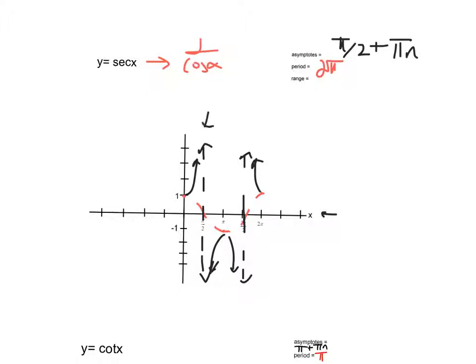You literally just look at the graph for that. The range, same as the cosecant graph, is negative infinity to negative 1, union 1 to infinity. Okay?